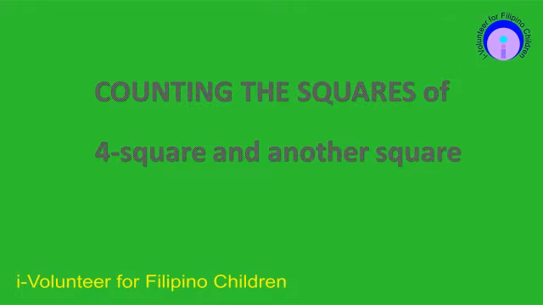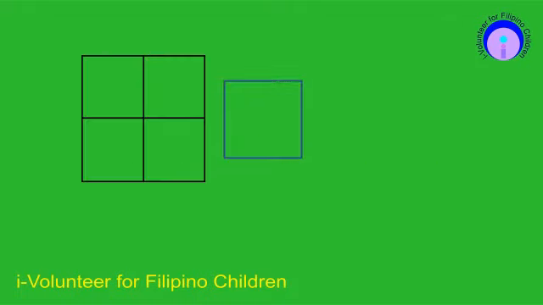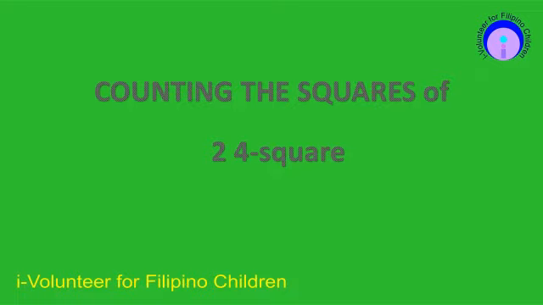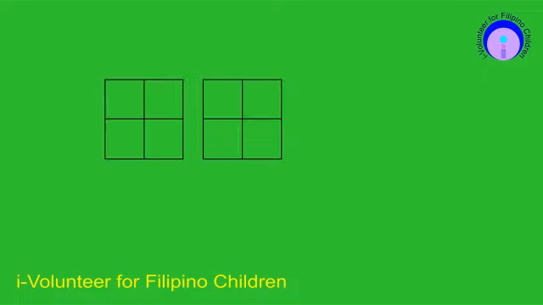Ano naman kung meron tayong 4 na square at saka isa pang square? Tingnan natin. Can you see the 10 squares? Let's try another illustration. 2 4-squares are put together side by side. How many squares can you see?